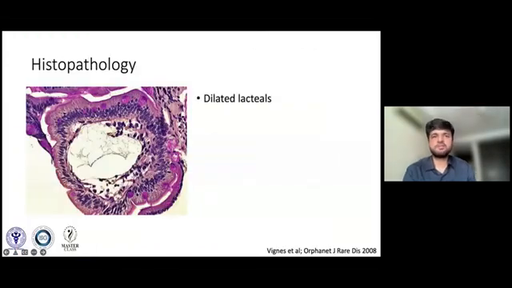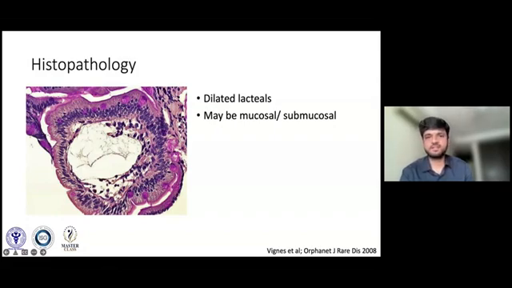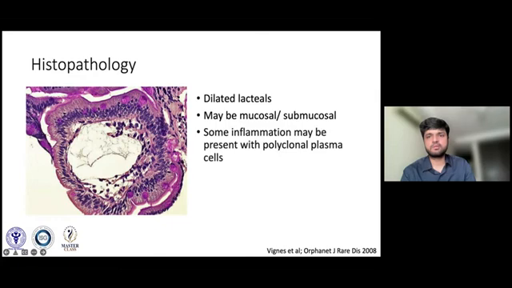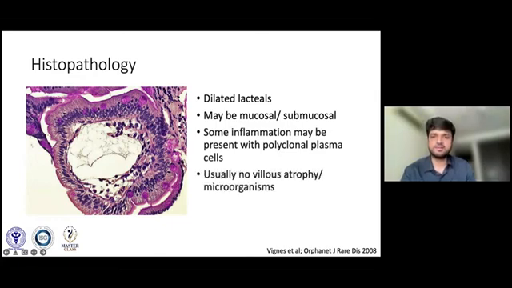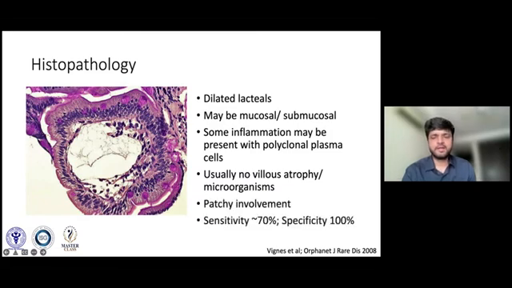Once we do a histopathology, we usually see dilated lacteals. These are the lymphatic vessels, and they appear white as they do not take up any stain in the standard H&E stain. They may be mucosal or submucosal. We may find some inflammation present with polyclonal plasma cells. Usually we do not see any villus atrophy, as this is a very late feature, and usually no major microorganisms are present. Histopathology is not very sensitive, as we saw that it is positive only in 70% of cases, but this is a 100% specific test.